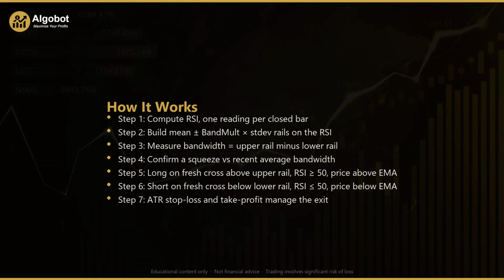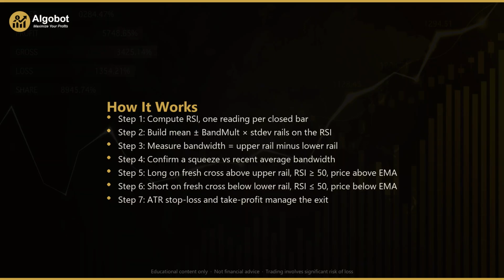Then, over the last band period readings, 20 by default, it computes the mean and the population standard deviation of the RSI. The upper rail is the mean plus band multiple standard deviations, and the lower rail is the mean minus band multiple standard deviations, with band multiple defaulting to 2. The bandwidth is simply the distance between those two rails.